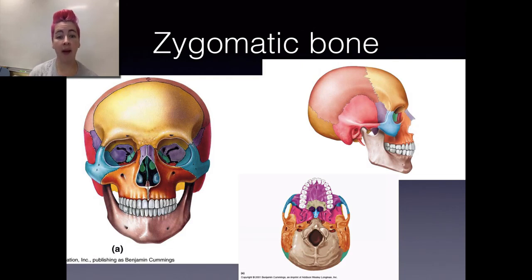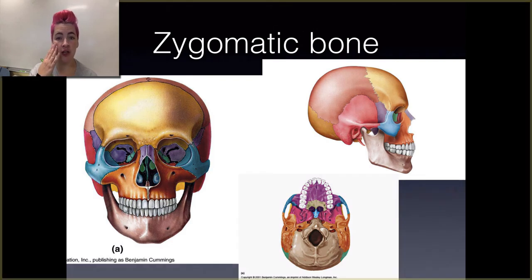Then we have the zygomatic bone. This makes up the front of your cheekbone. This will connect up with the zygomatic process of the temporal bone. So this is the zygomatic bone here. On this view, it's here. On this view, it's there.